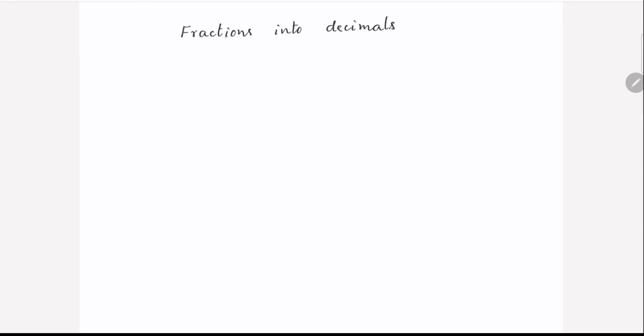In this lesson, we understand how to convert fractions into decimals. We take the simplest of the fractions, such as 1 by 2.